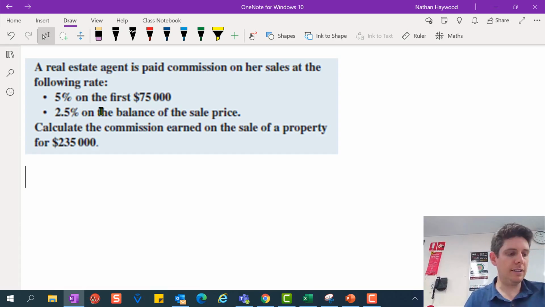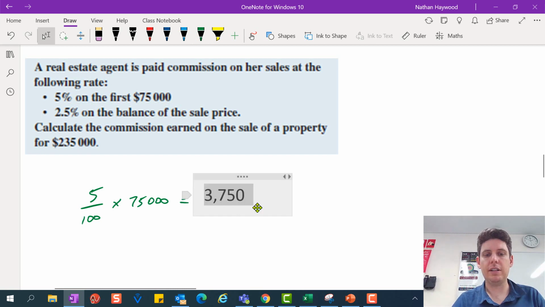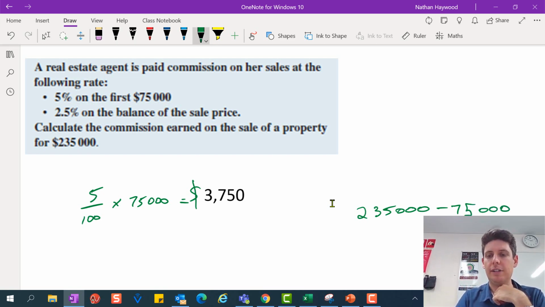All right, let's have a look at this. So we get 5% of 75,000. So she's going to get 3,750 for the first 75,000. Now we need to figure out the rest. So we need to minus the 75,000 away. Now I really recommend trying to do this bit without a calculator. Start to work on that mental maths.